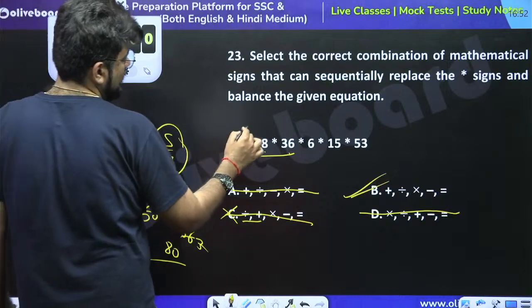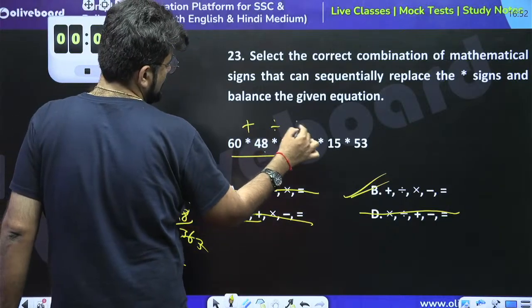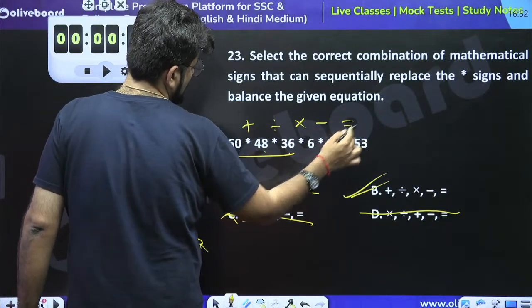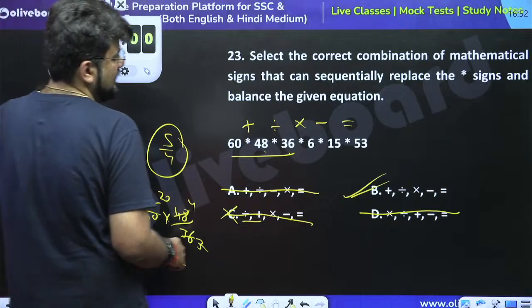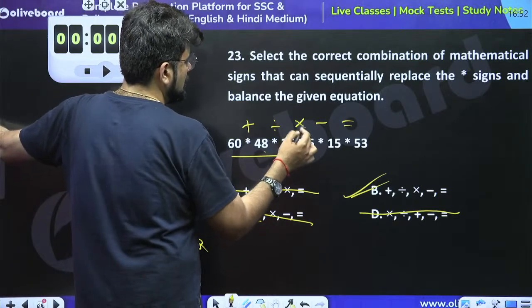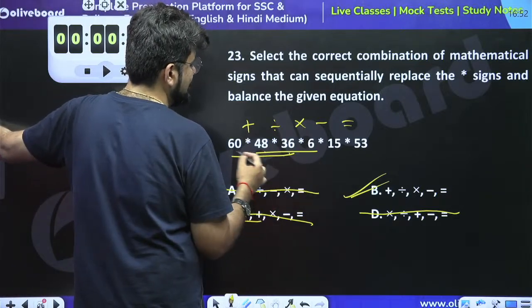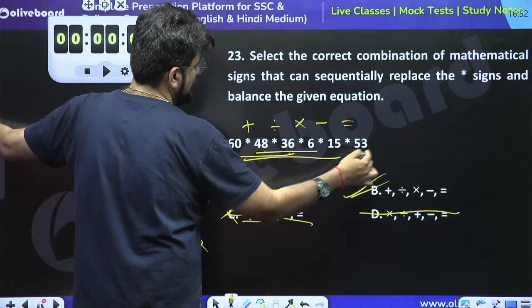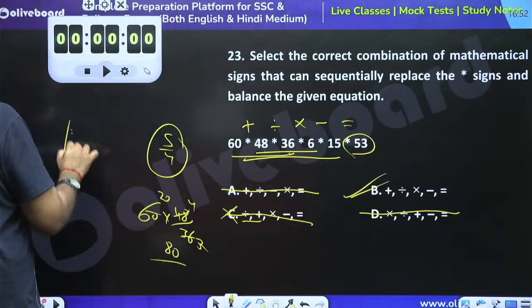You can check it quickly now. 60 plus 48 divided by 36 into 6 minus 15 should be equal to 53. And if I check it, I'll get 68. 68 minus 15 will give me 53. Option B is the correct answer.